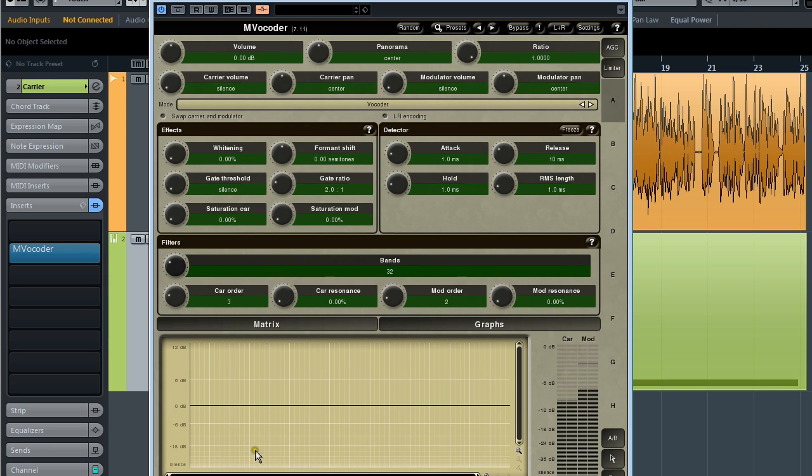Hi, in this tutorial we're going to look at MVocoder. It's a very powerful plugin for getting new and bizarre sounds in music production. For a successful use, first we must understand what a vocoder actually is. As with many other types of sound synthesis, here we combine two signals for creating the third, completely new one. These two signals are called a modulator and carrier. As the name suggests, the modulator signal modulates the carrier one in a special way.